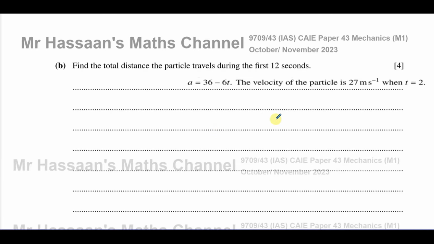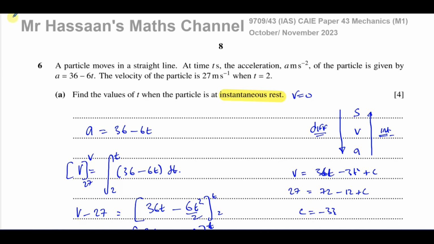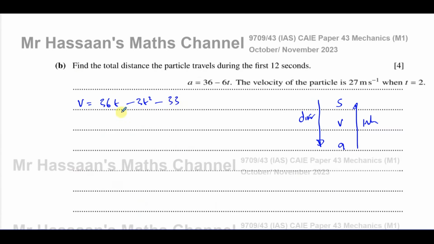Many people mess up this question because yes, we do understand we have displacement, velocity, and acceleration, and if we're going this way, we differentiate. If we go this way, we integrate. And again, we have to integrate. We know that the velocity is equal to 36t, I keep writing this wrong, 36t minus 3t squared minus 33, was it? Minus 33. That's the expression for the velocity. All right, so we know that. And if you want to find the displacement, we have to integrate this.